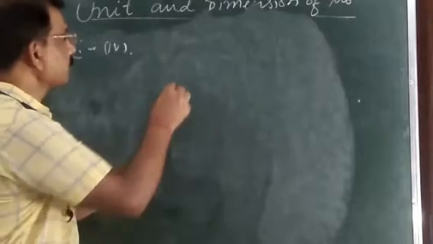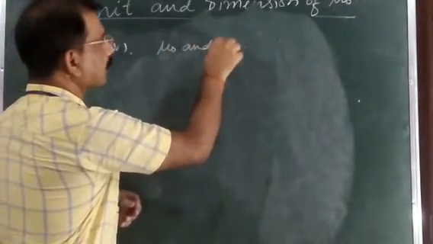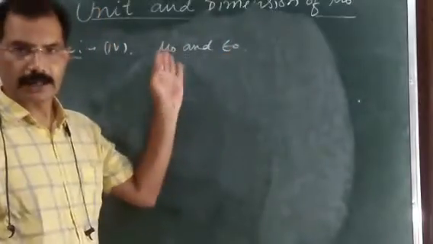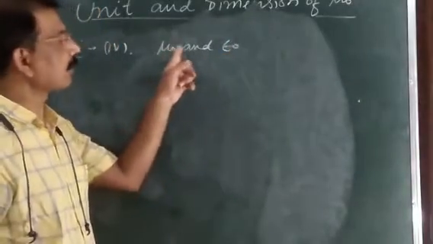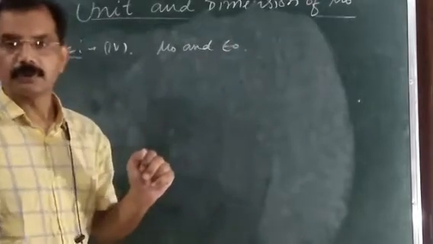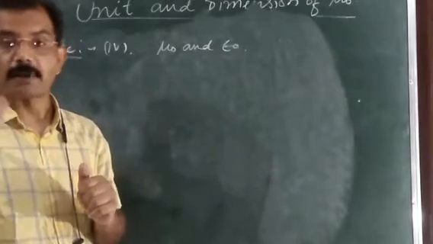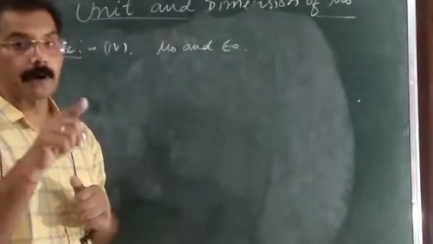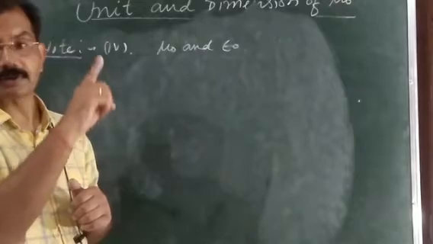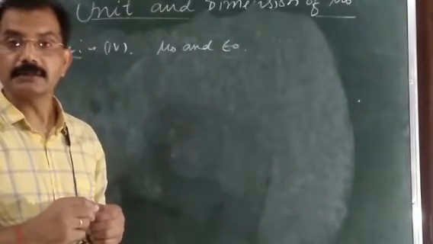Now the relation between mu naught and epsilon naught. Our aim is to find the relation between mu naught and epsilon naught. Here, all of you know mu naught upon 4 pi is equal to 10 to the power minus 7. And 1 upon 4 pi epsilon naught, we have already discussed in Coulomb's law, is 9 into 10 to the power 9.